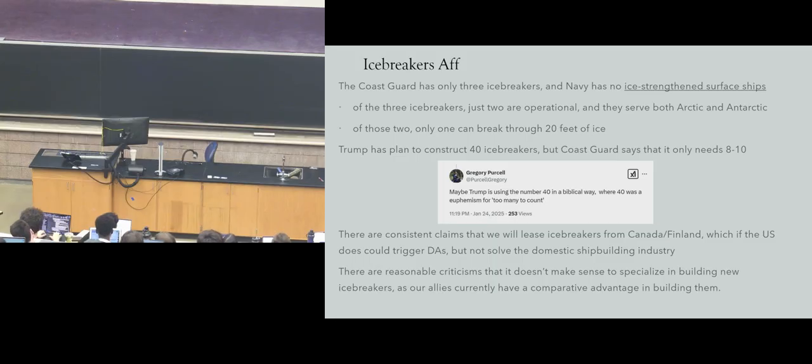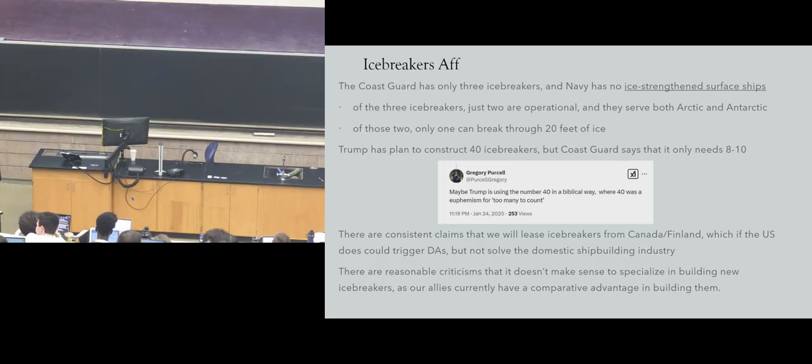But there's a lot of strategy to an icebreakers app even still. So number one, the icebreakers that we're building are still not ice-strengthened surface ships. They're kind of the smaller icebreakers. And number two, we've actually had plans to build icebreakers for years and years and years, but they just never come to fruition. So there's similarly plans to lease icebreakers from Canada or Finland. The classic way to write the icebreakers app is to say, status quo means we're going to lease these from our rivals, but that doesn't allow the US shipbuilding industry to rebuild itself and make itself a naval powerhouse for building ships. And so that triggers ideas, but not the advantage.